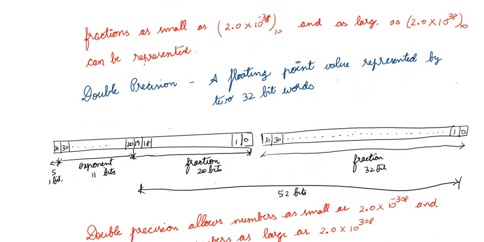Now using single precision we can represent a number as small as 2 times 10 to the power minus 38. You can see I am using a suffix 10 to represent that these are decimal numbers. A very small decimal number such as 2 times 10 to the power minus 38, as small as this value, and it can be as large as 2 times 10 to the power 38. This very large range can be represented using single precision.